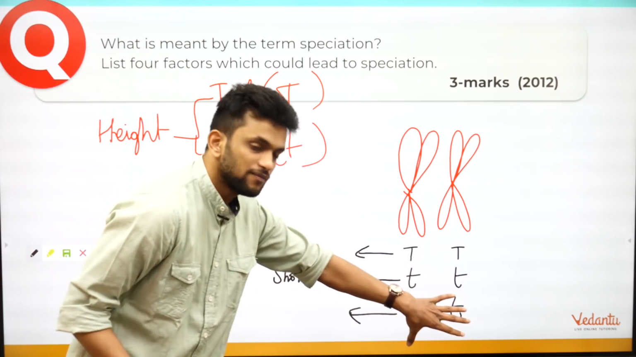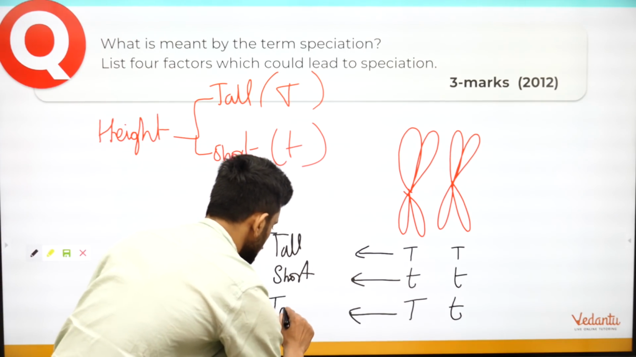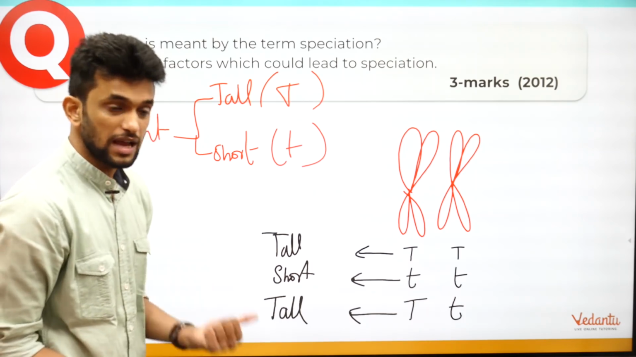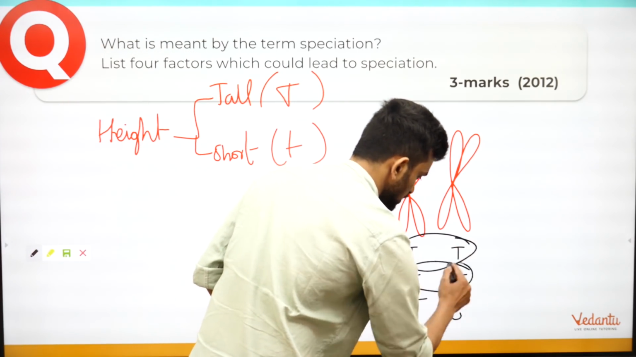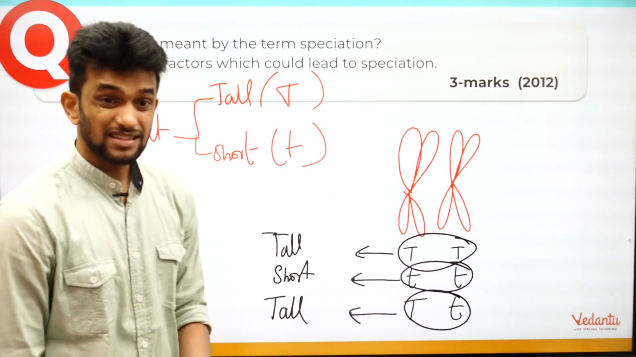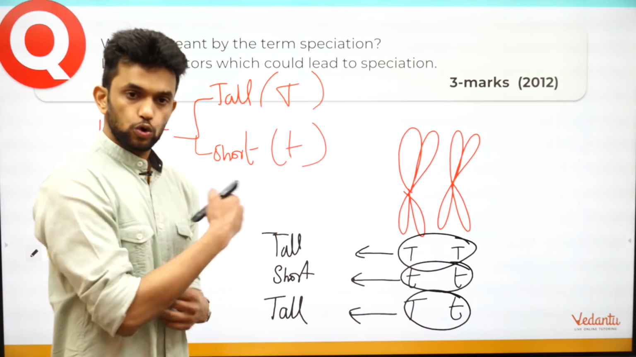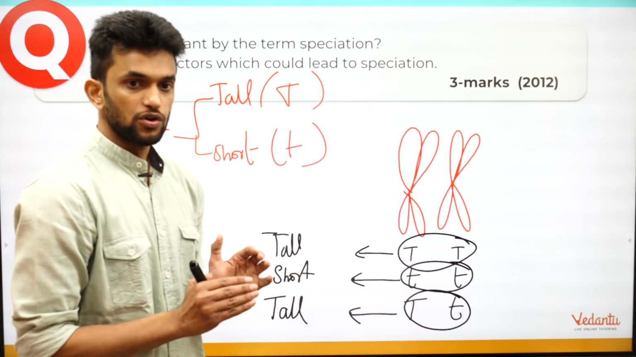So what will be the genotype of this organism? It will be tall. Sorry, phenotype will be tall. This is phenotype, this is genotype. What is this? This is genotype. I guess I am making myself pretty clear. Okay, please go through it, rewind it and watch again. I guess this is very important for you to understand.